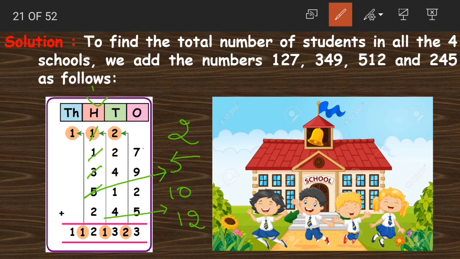Yes students, what are we doing here? We are simply adding two numbers at once. 1 plus 1 became 2. Now we are adding the next number to it, which is 3. 2 plus 3 became 5. And again we are adding the next number and so on till we get the answer. Yes, we are having 12 here.